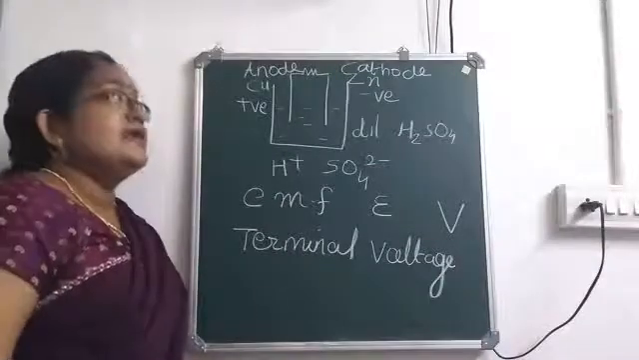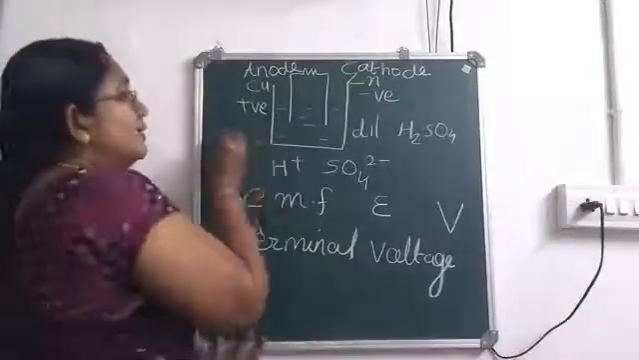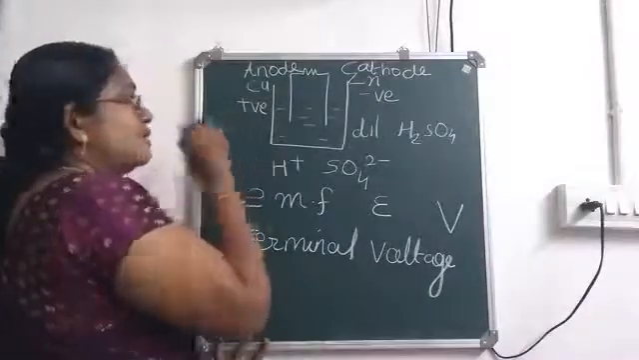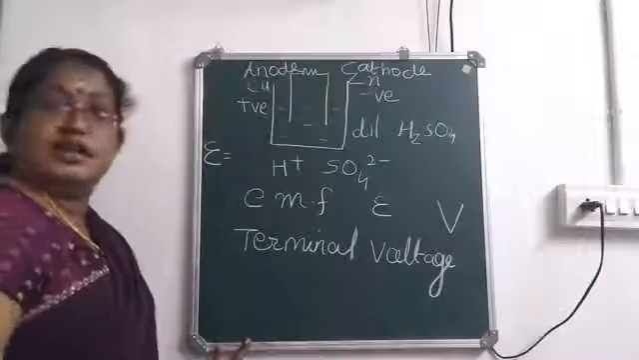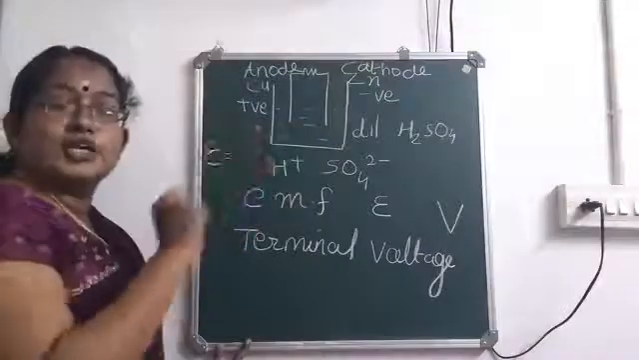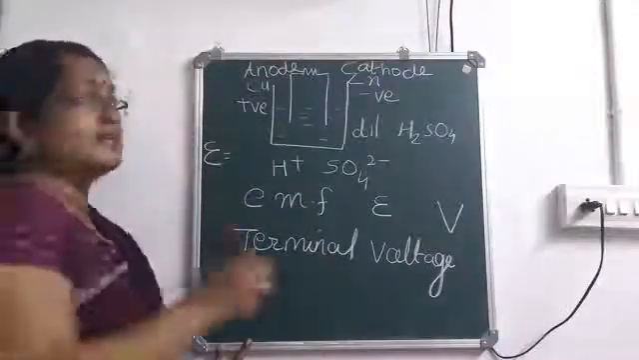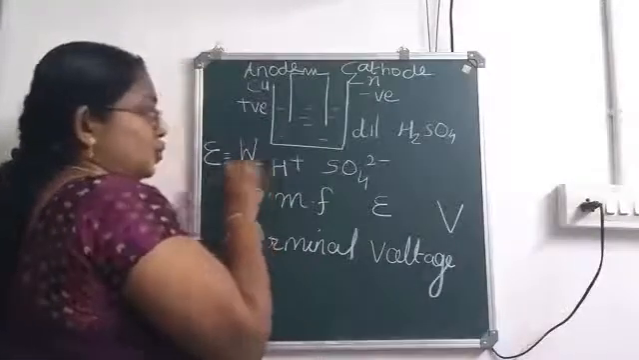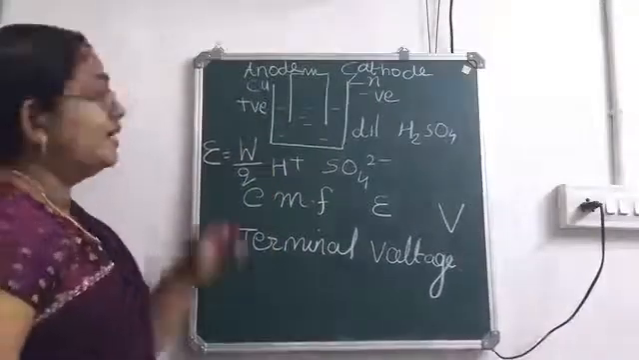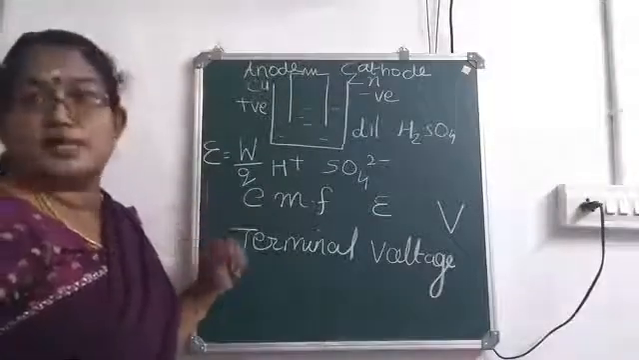Okay. Then one more thing related to epsilon. From the second definition, we can make an equation for EMF. EMF was work done to move a charge. So epsilon will be W by Q. Okay. Epsilon, work done to move a charge. So W by Q will be epsilon.